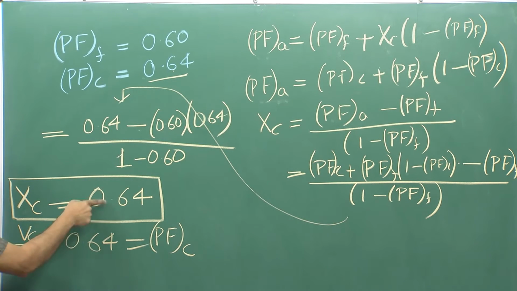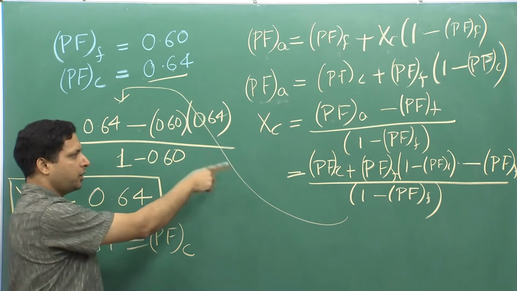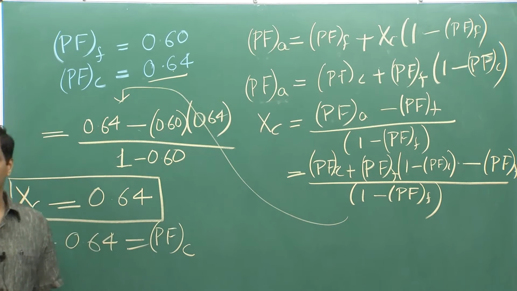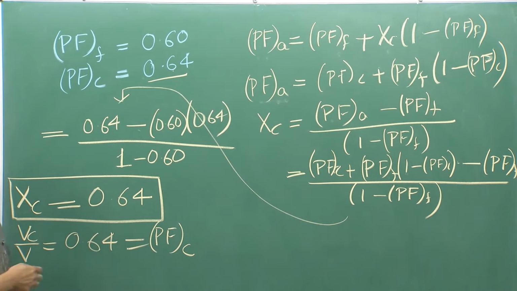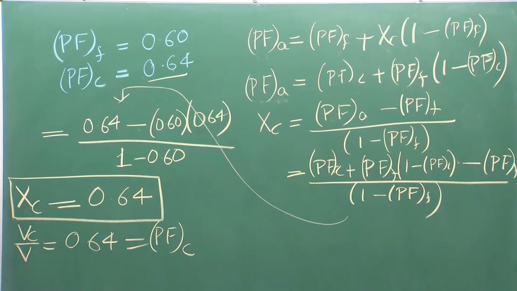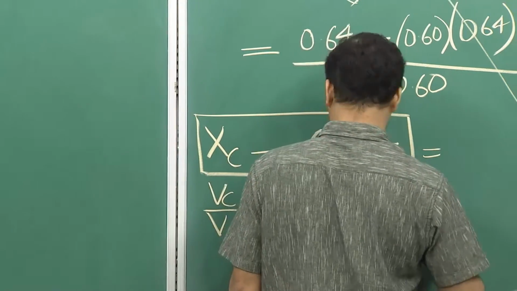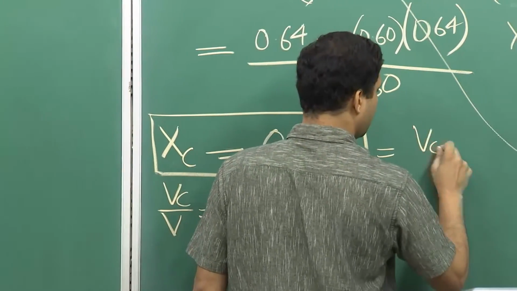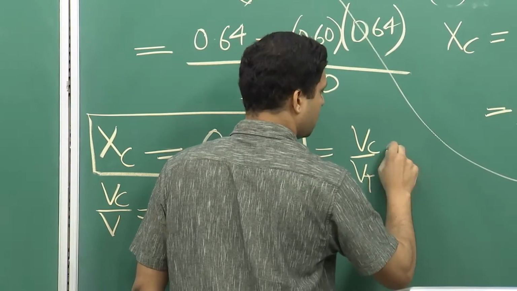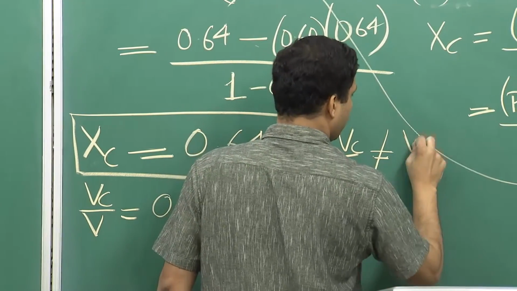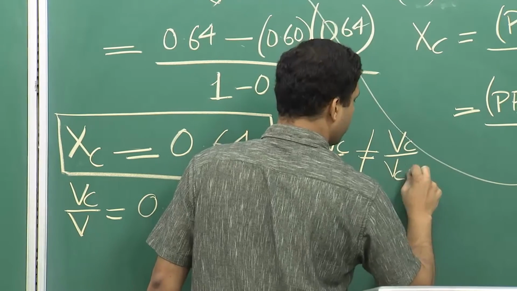And that is why you could have directly obtained that number, but we wanted to show you through the steps of what is exactly going on over here. Another thing is that when we say XC, this is not equal to, remember, it is equal to VC by VT, but it is not equal to VC by VC plus VF.